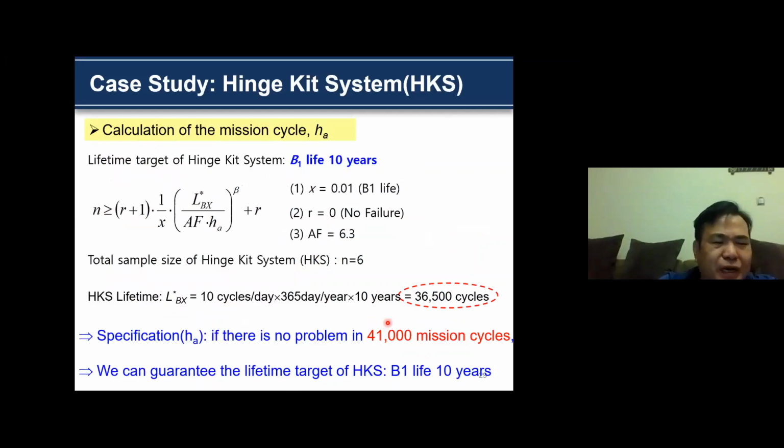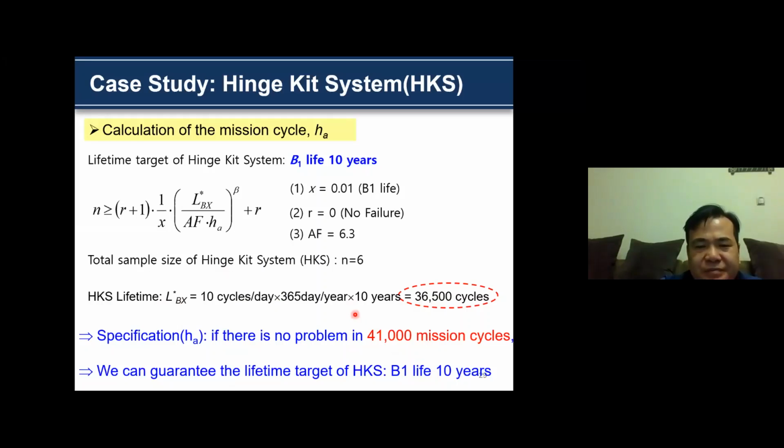I will explain how to calculate the mission cycle. Lifetime N is for a hinge kit system beyond life of 10 years. The accelerated factor is 6.3, and the total sample size is 6. This indicates the lifetime of 10 years is 36,000 cycles. There is no problem at 41,000 cycles, and we can guarantee the lifetime target of the hinge kit system beyond 10 years.